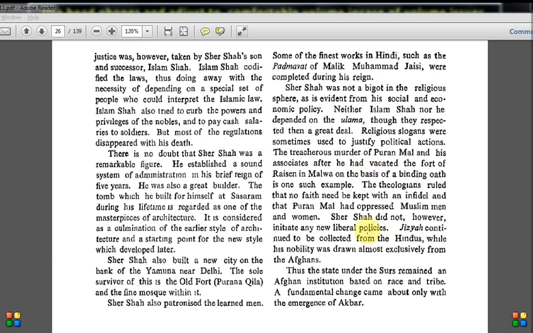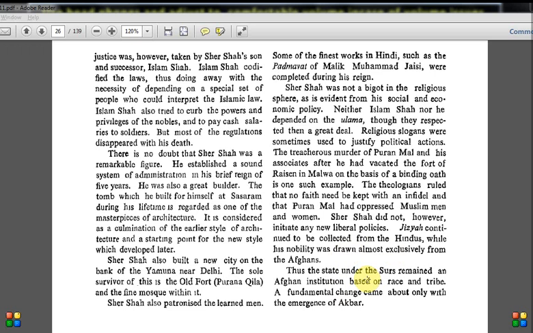So we cannot tell any extreme version of him. Jizya is actually a tax which is collected from the Hindus, the non-Muslims. So that continued, while his nobility was drawn almost exclusively from the Afghans. Thus, the state under the Surs remained an Afghan institution based on race and tribe. So it's not like a Muslim kingdom or something. It's like an Afghan kingdom, you can tell. Their race, their tribe were given priority when recruitment happened to the army and all.